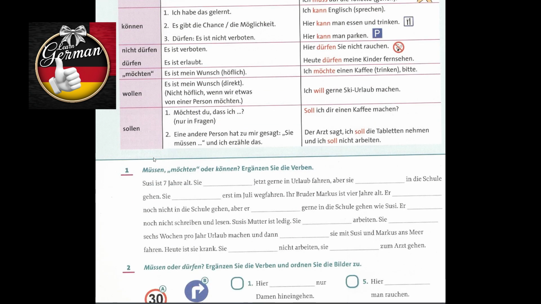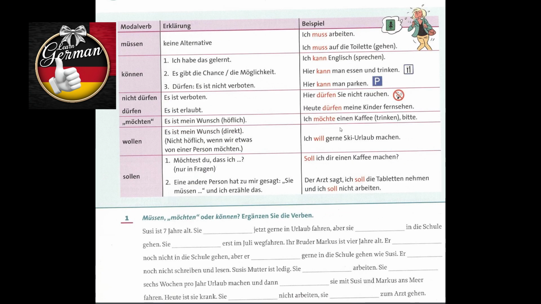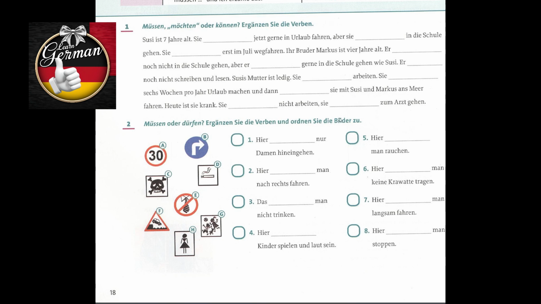Sollen is you should, you shall. And it's also used as shall I make you a coffee, or should I make you a coffee? But mostly it's used in a subordinate clause, when somebody else is telling another person something, so it's just telling what somebody said. The forwarding of information. Der Arzt sagt, the doctor says, ich soll die Tabletten nehmen und ich soll nicht arbeiten. The doctor says I should take the pills and I should not work. This is the use of sollen.